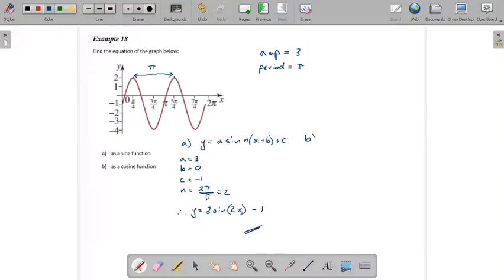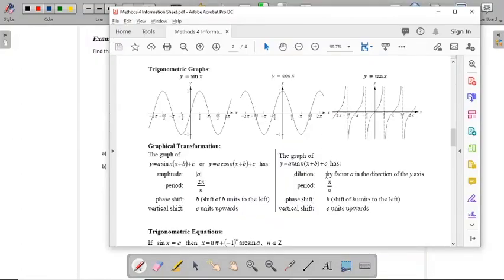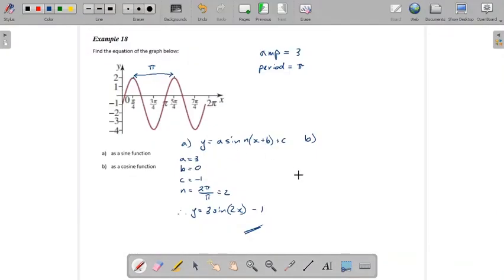So now we'll look at part B, which is working it out as a cosine function. If we have a look at the general rule for the cosine function, it's very similar. We've just got values of a, b, c, and n that we need to determine. So y equals a cos n times x plus b plus c. As with the sine function, our value for a is 3. This time our value for b is determined by seeing how it's shifted across.